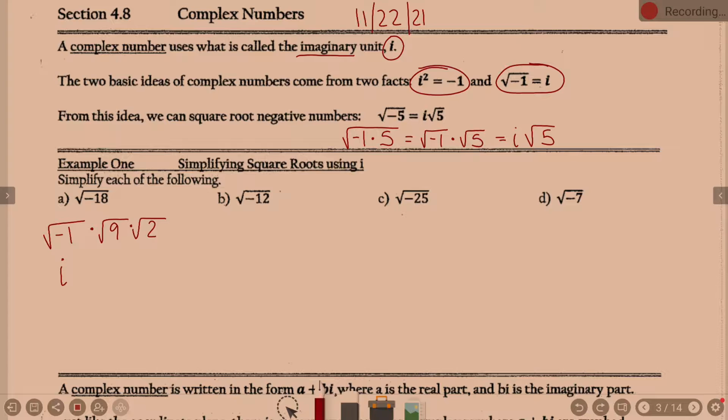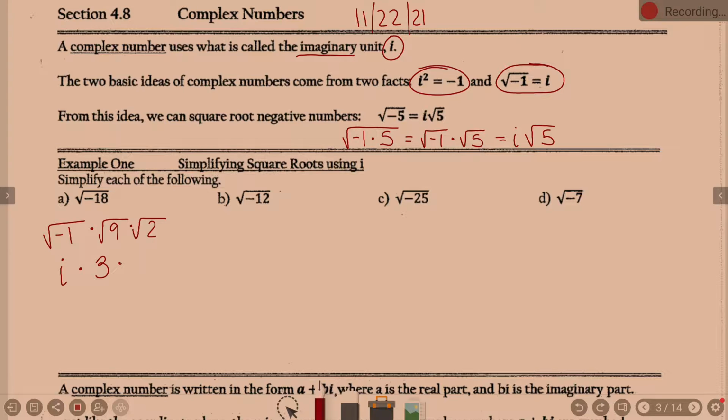And so 18, I broke up to be 9 times 2. And we already had the square root of negative 1 out front. So the square root of negative 1 becomes i. What do we know about the square root of 9? It's 3, yes? Because 3 times 3 is 9. So the square root of 9 I can rewrite as 3.